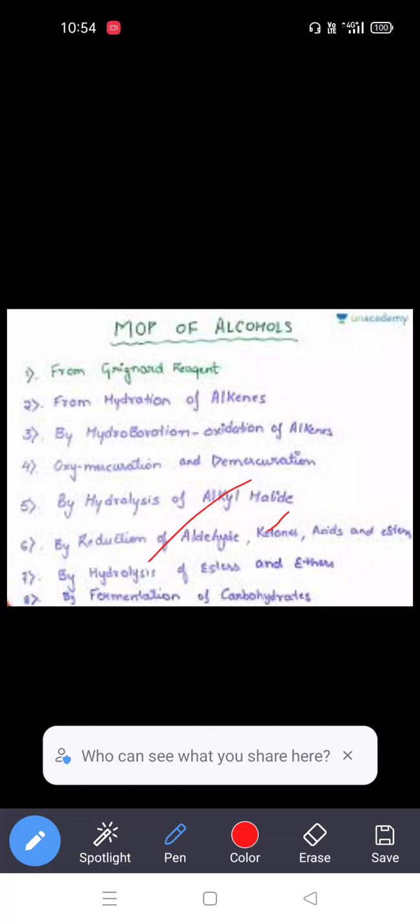Okay, let's see. We start with the simple example of the Grignard reagent. What is happening? The Grignard reagent is involved in this process. So how do we prepare the alcohols? Okay, we start with the Grignard reagent.